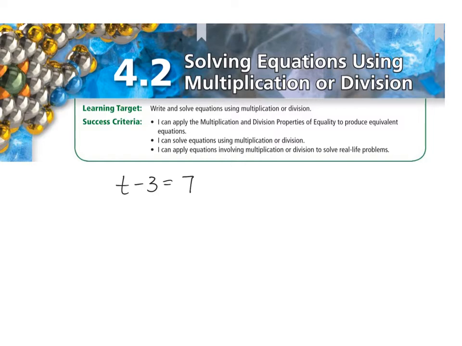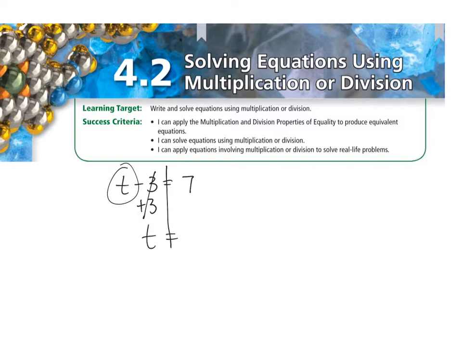So this is up to you. I do not do this, but drawing a line is helpful, because anything I do on the left, I do on the right. So we're going to undo whatever operation is happening. We need to get this t by itself, and it helps to say it out loud. T minus 3. Well, what's the opposite of minus 3? Plus 3. Okay, negative 3 plus 3 is 0, and that's what we wanted.